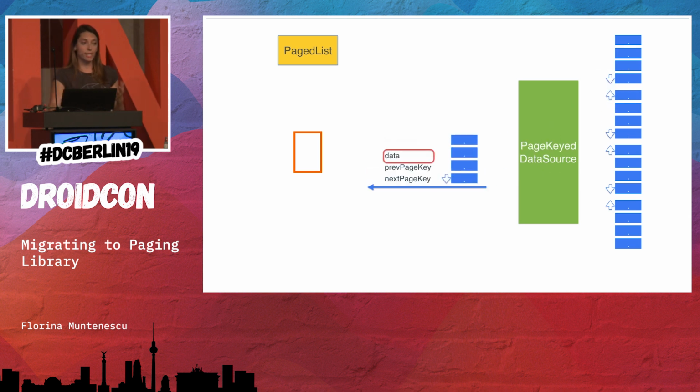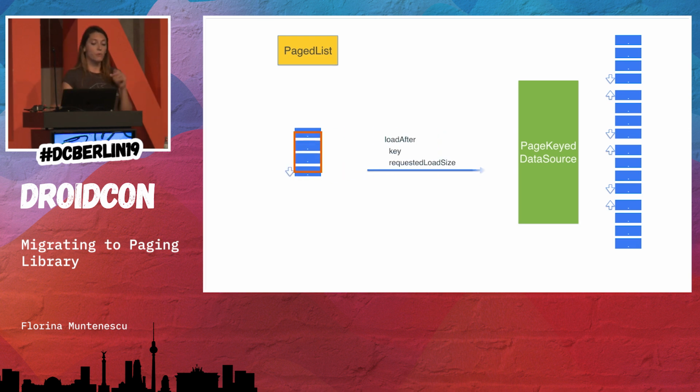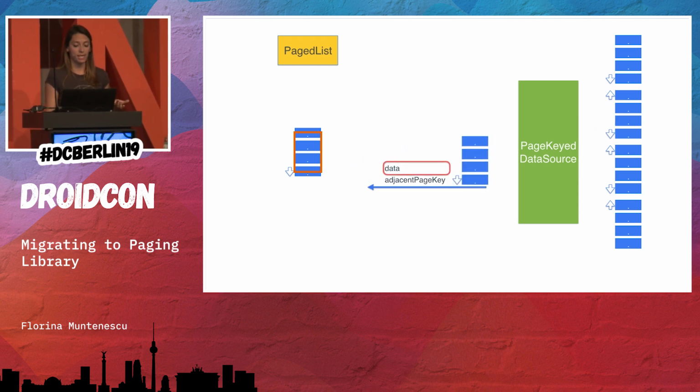As a response, we get the data, but we also get these links to the previous and the next page keys. So we know how to get the previous and the next pages. We display this. Once the user scrolls, the load after method is called with the key for that last item that was added. Based on this key, which can be the link to the next page, we know how to request the data. And in the response, we also get the adjacent page key, so that key for the last item, so we know how to load the following chunk of items.